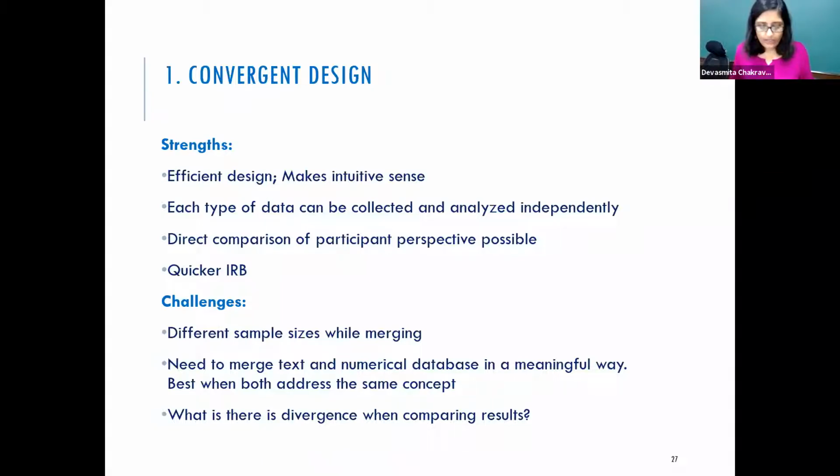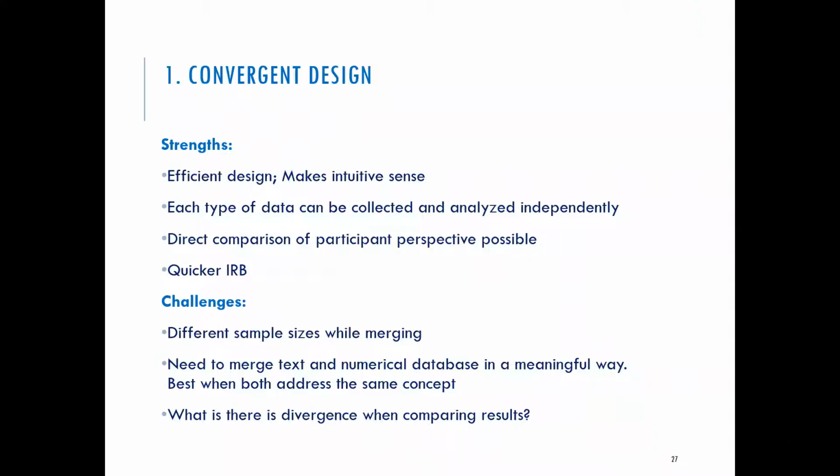And again, what if there is a divergence when you compare results? Then you say that the results were divergent, but you don't stop there. You might have to do a second study to see why that divergence happened. You don't get a second chance with the participants to go and find them again. If there's divergence, then you say the results were divergent, but then you need to do a part 2 to find out why it was.